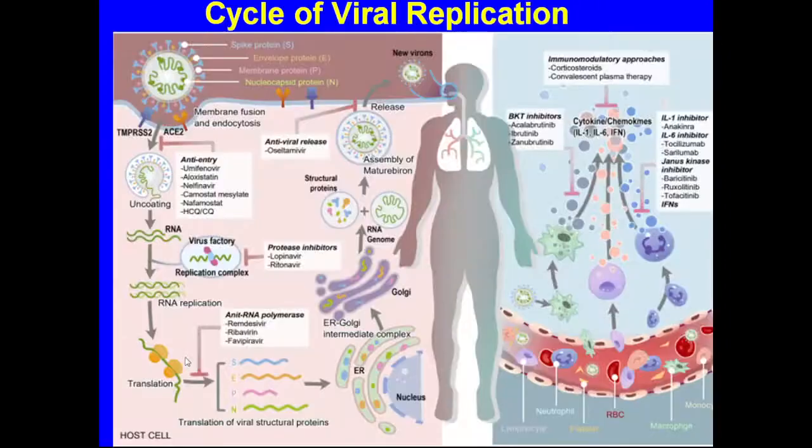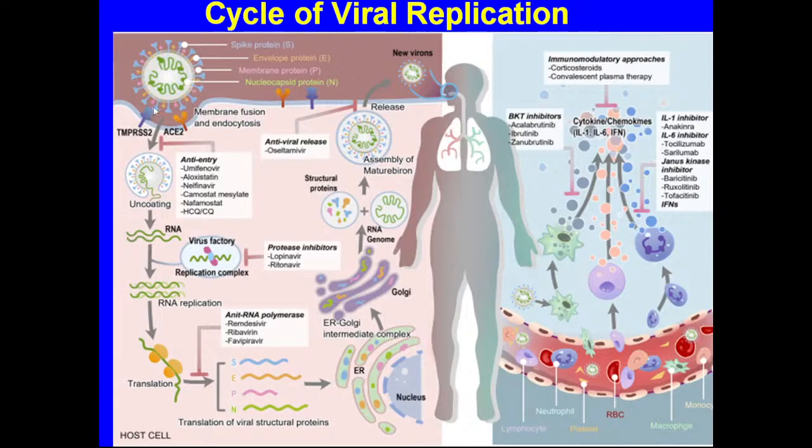So here you can see the whole way of replication of, for example, coronavirus. Why is it so important to understand the process of replication? Because in the process of replication, we may find the stages of replication that can be used as targets for antiviral treatment. Let's take a look at the cycle of viral replication of coronavirus.